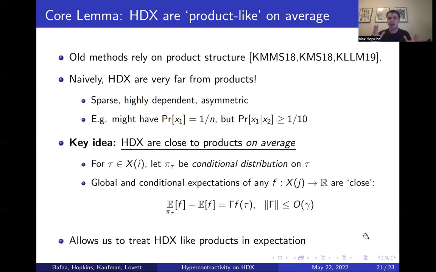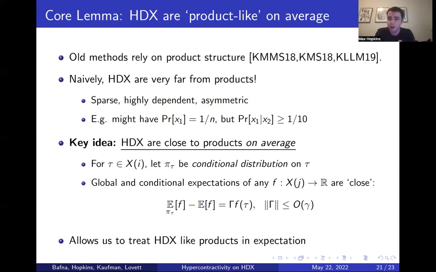And what this means morally is that when we're analyzing outer expectations, something like a fourth moment, we can treat HDX like they're products. We can basically replace these conditional expectations as if the conditioning didn't have any effect. Because when we're analyzing expectations, you can then use analytic techniques to ignore these, these gammas end up contributing some small O of gamma error term. And so you can basically just pretend that you're on a product, even though you're on this very sparse different structure.